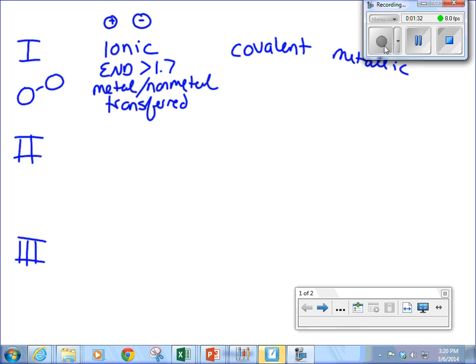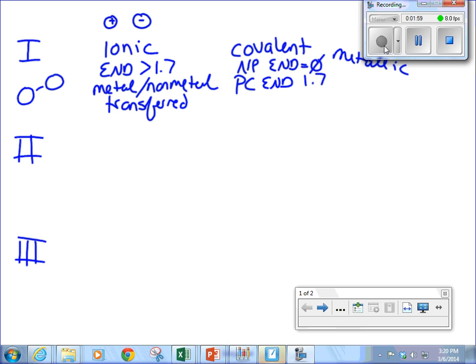Covalent bonds: bond polarity is determined by electronegativity difference. Non-polar, END equals 0. If you have a polar covalent bond, your END is between 0 and 1.7, which is your magic number. That's how you tell if a bond is polar.